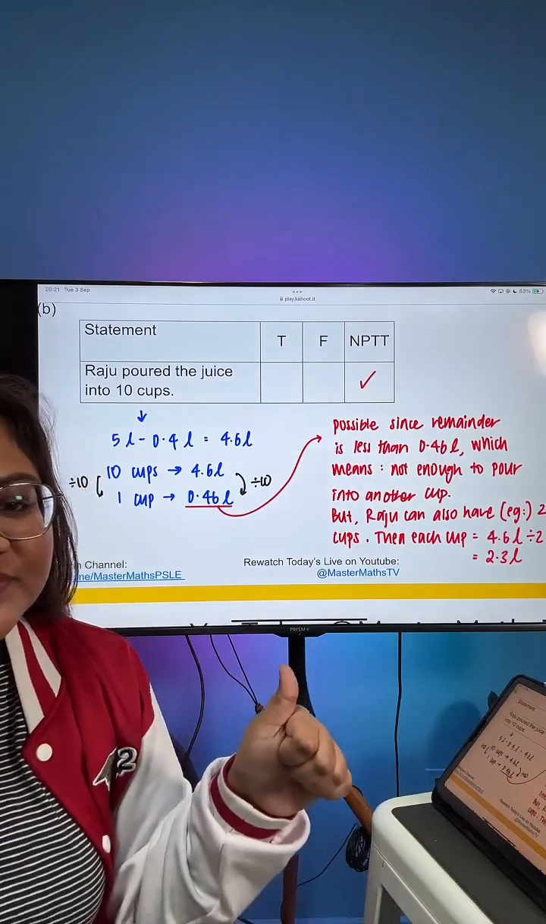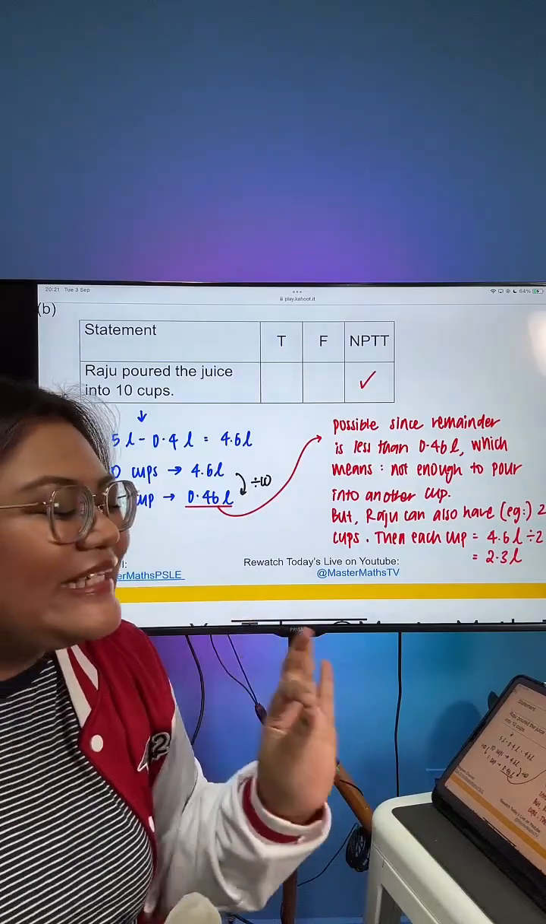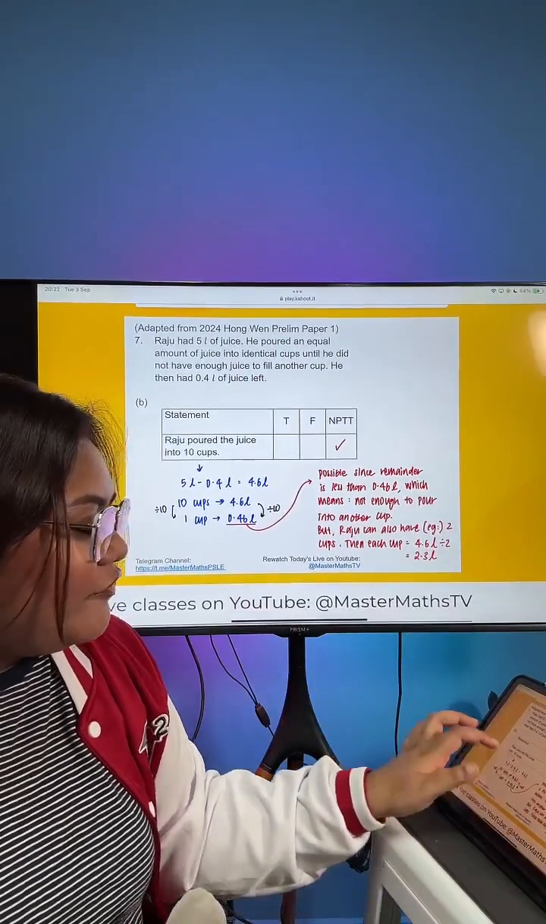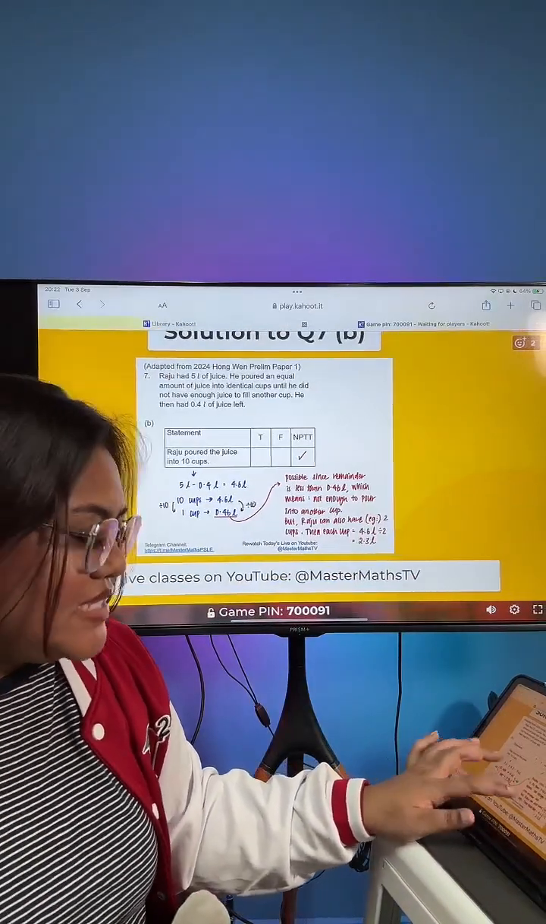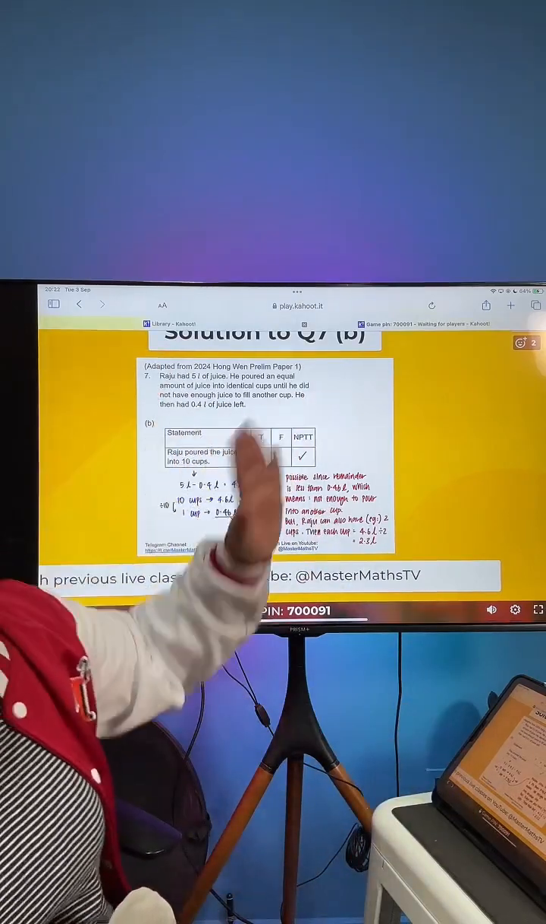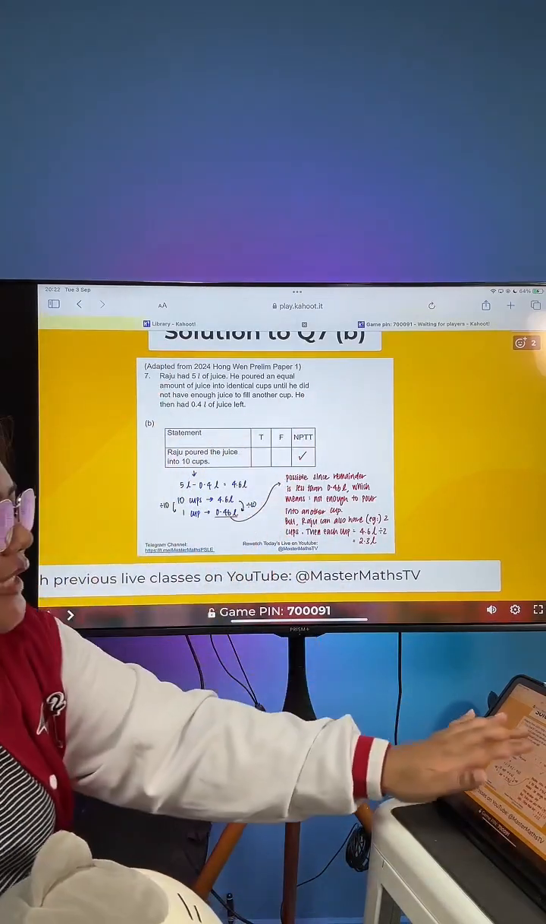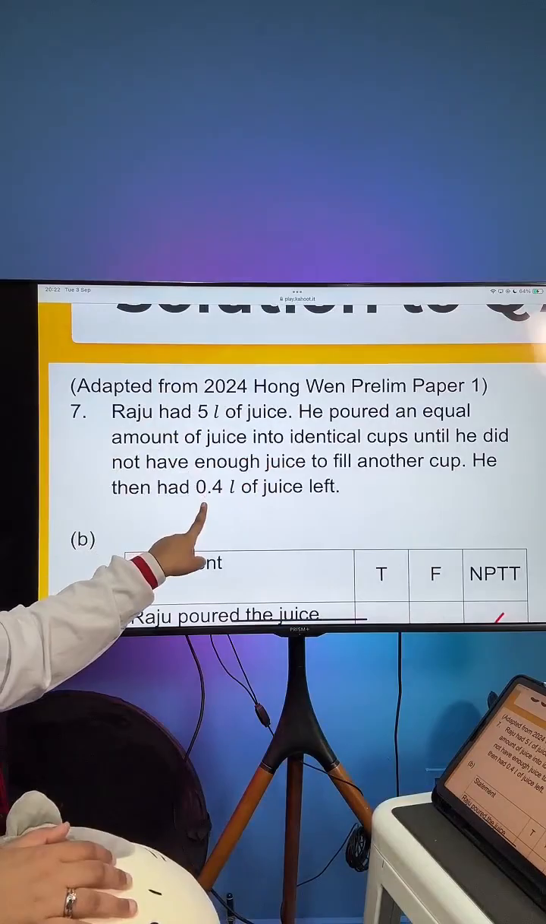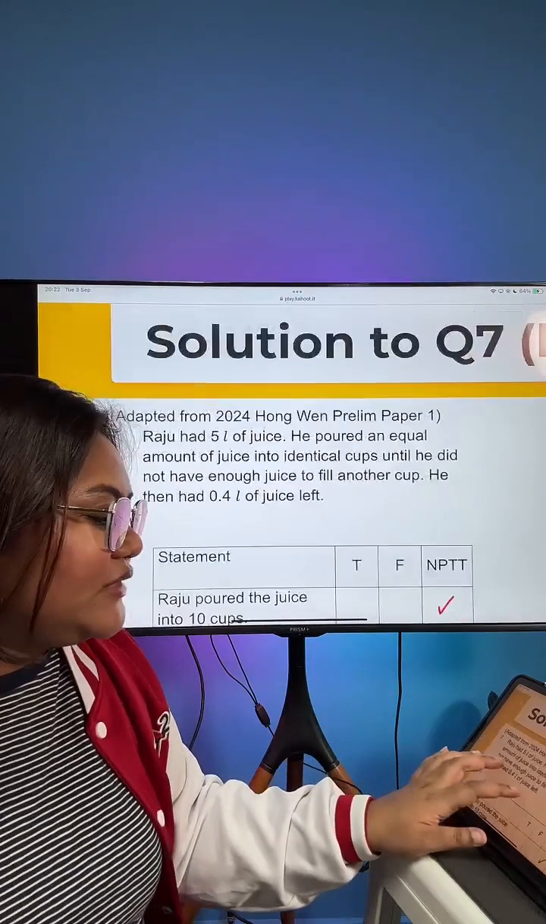Alright. Here comes the most interesting question of the day. Part C. Again, same context. One more time. We got 5 liters of juice. Pour all the way until you have not enough to fill another cup. So you got 0.4 liters of juice left.